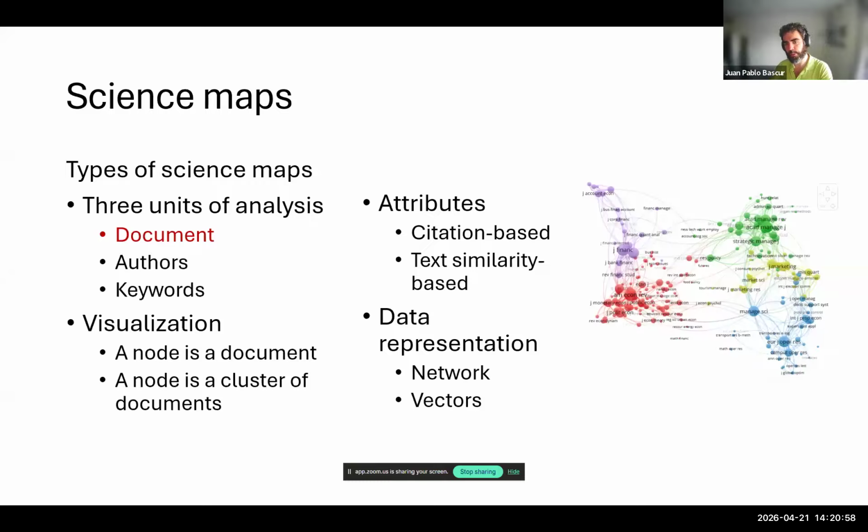Then, on which attributes do you base the science map? You can base it on the citations between the documents, and you can base it on the text similarity between the documents.